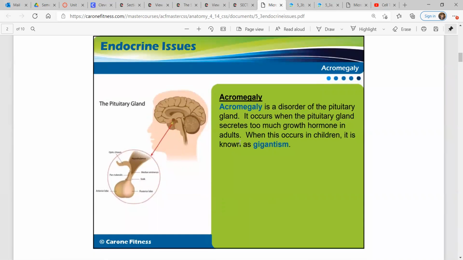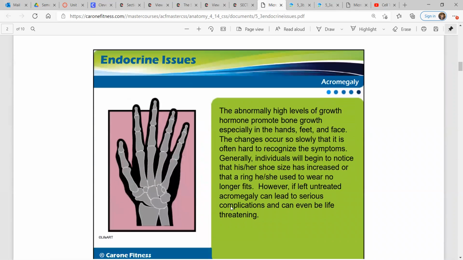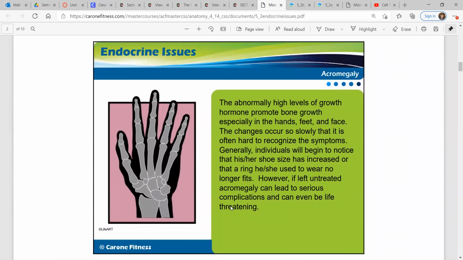Acromegaly is a disorder of the pituitary gland, and this occurs when the pituitary gland secretes too much growth hormone. So you're getting too much GH. And when this occurs in children, it is known as gigantism.